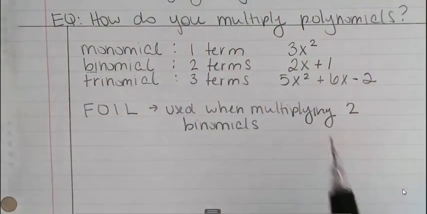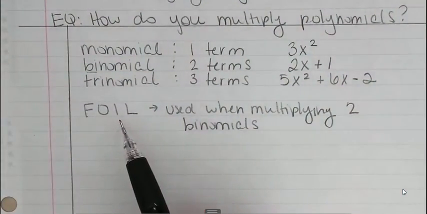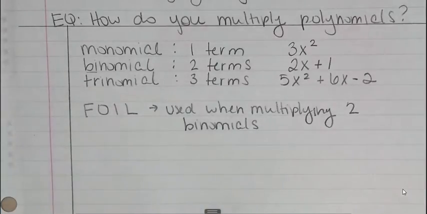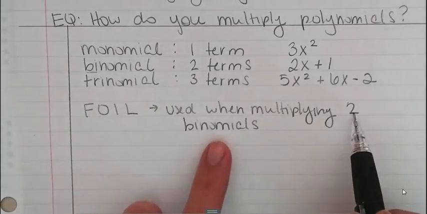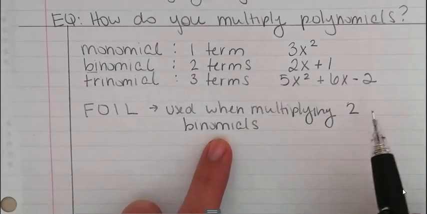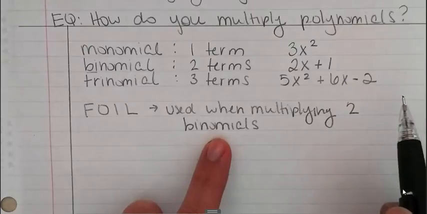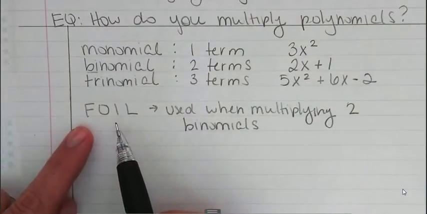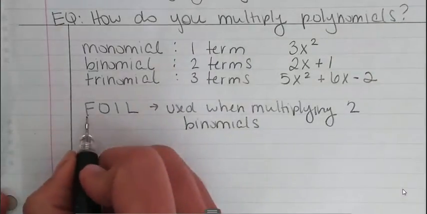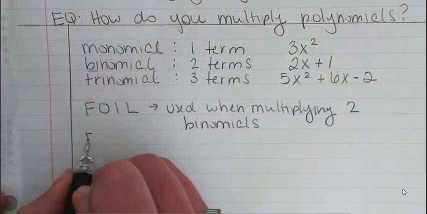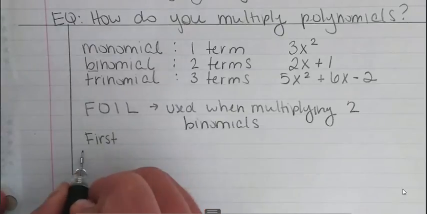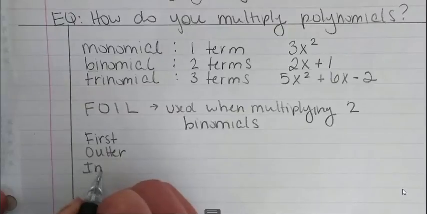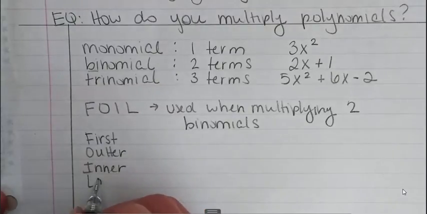Now, you'll hear, sometimes teachers will say, I don't like FOIL. And the reason that they don't like FOIL is because it confuses people when they're not working with two binomials. So again, if you're using trinomials, you're just using the distributive property, okay? And FOIL is just a method of the distributive property, but it's a certain order. So FOIL basically stands for first, then outer, then inner, then last.